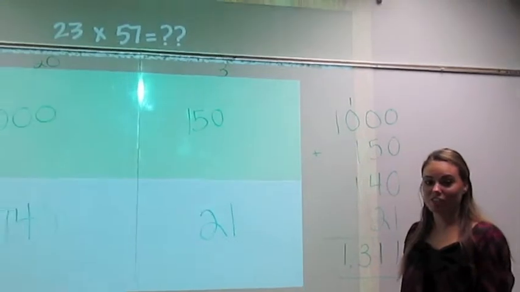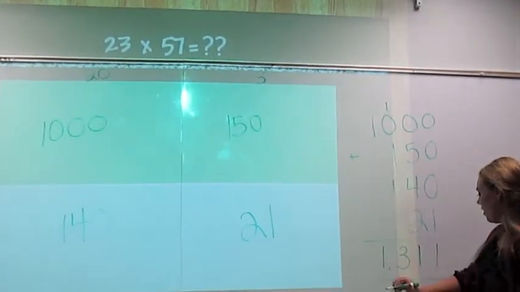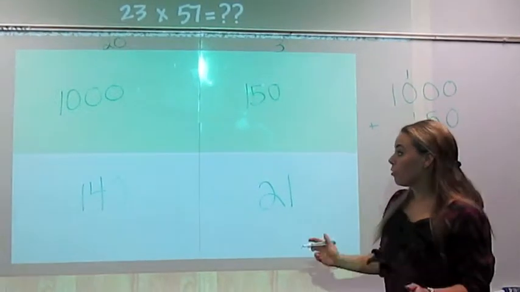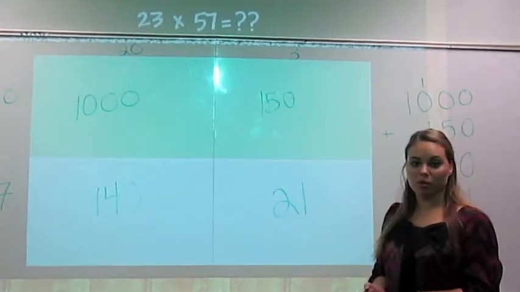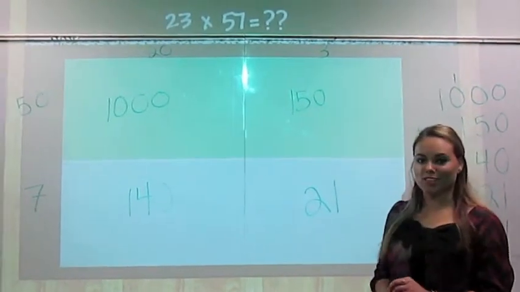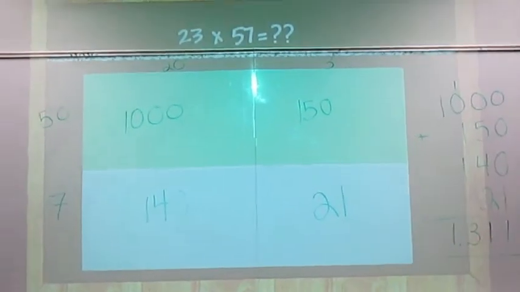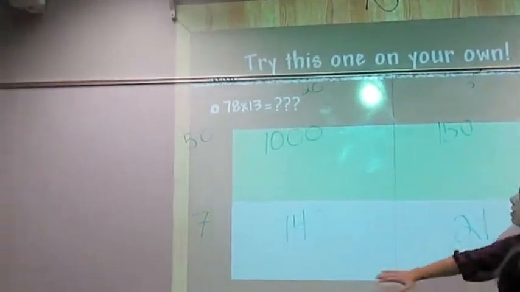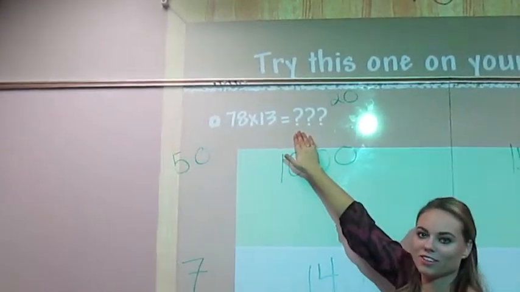And again, if you're questioning this, go ahead, check it on a calculator, and your answer will be the same. So again, we just broke everything down into our benchmark numbers, which are a little bit easier to multiply. Next, I'm going to let you try it by yourself. So here you go. 78 times 13.